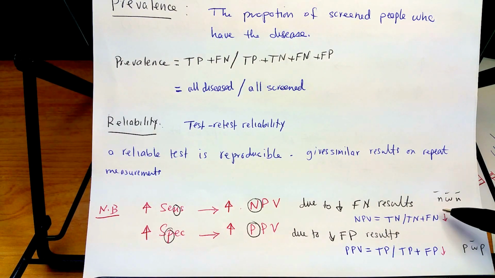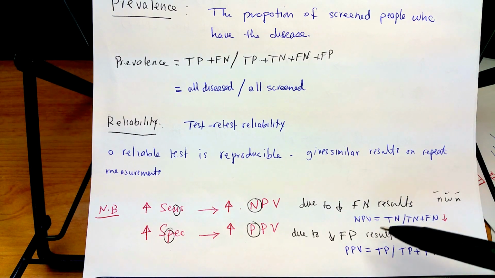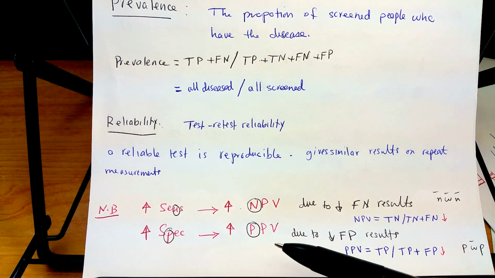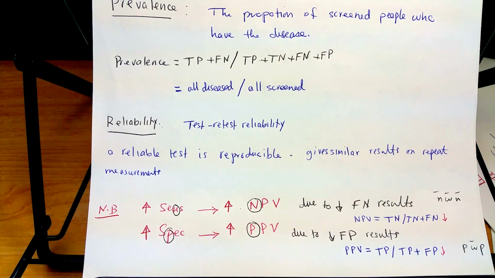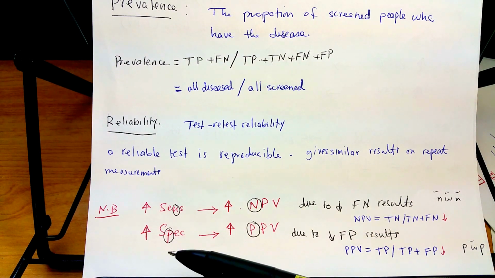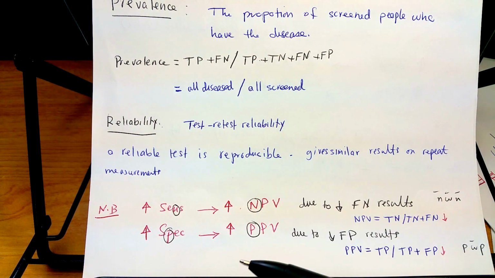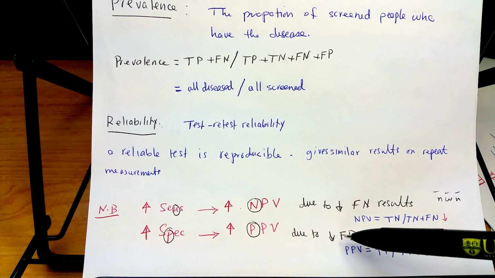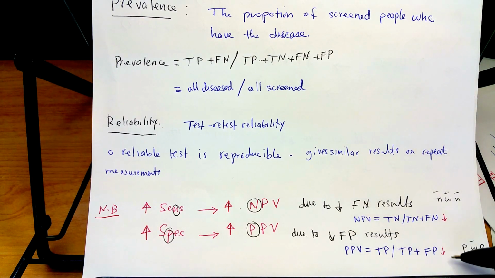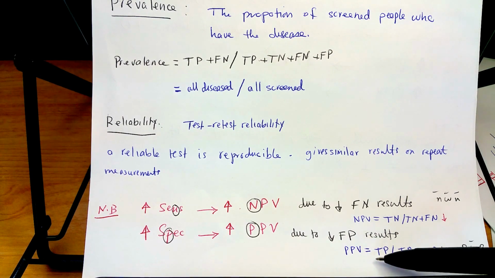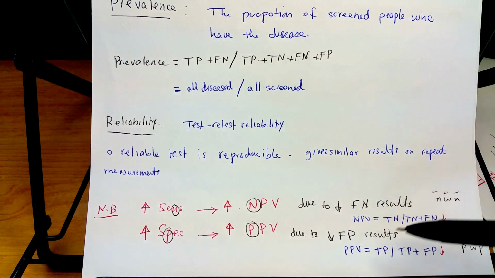And another method is that the N goes with an N, so sensitivity with negative predictive value, while specificity is directly related to the positive predictive value. If we increase specificity, if we remember, increased specificity will result in lower false positive. If you have lower false positive, then the positive predictive value will increase.